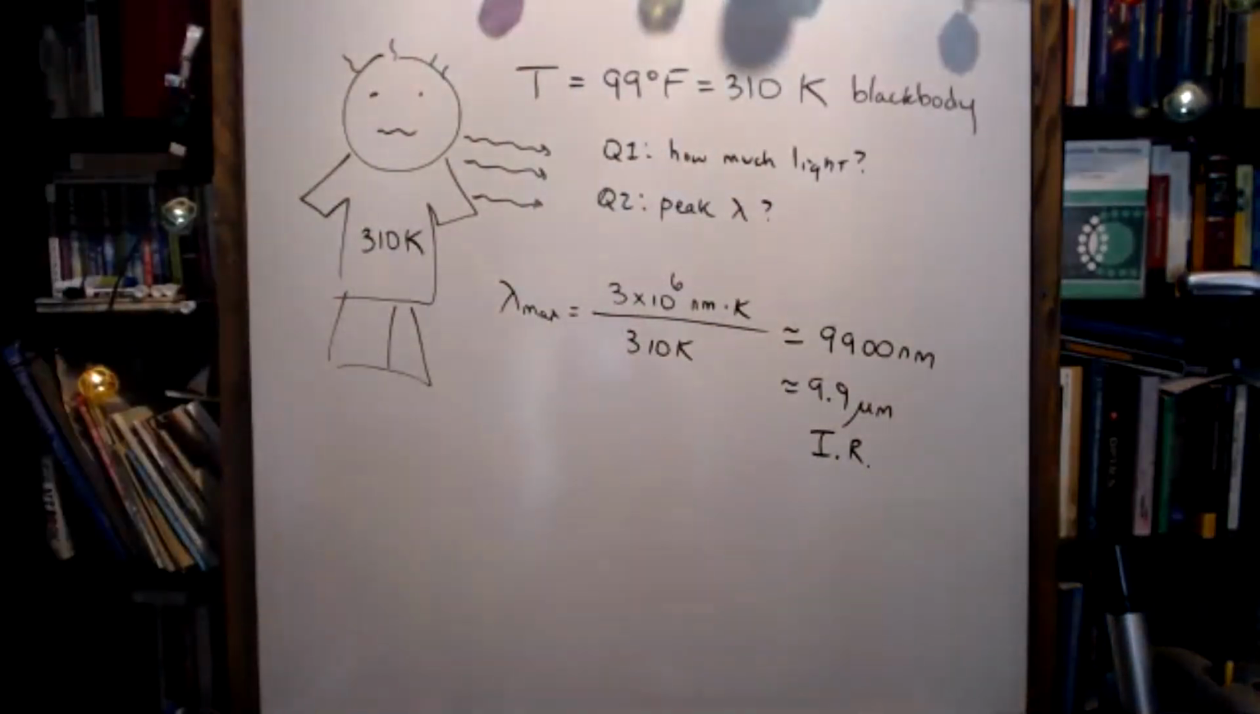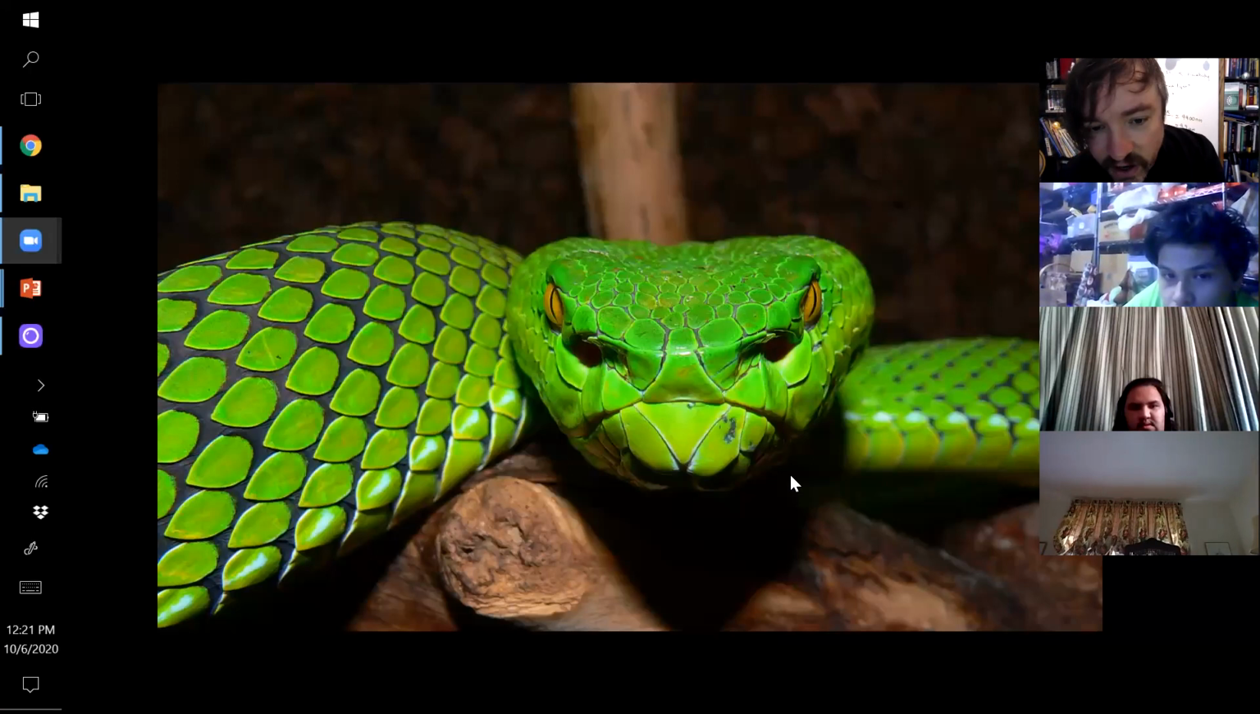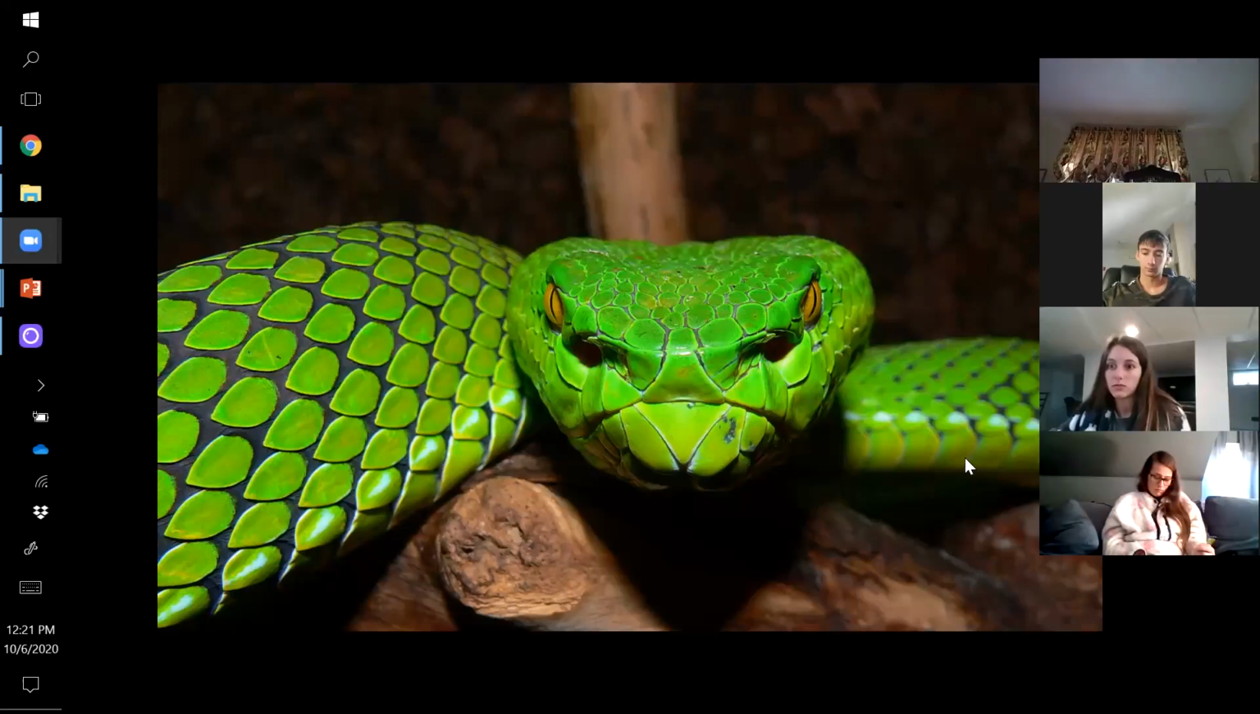So your body is glowing. It's just glowing at infrared wavelengths. And hopefully you don't ever find yourself in a dark room with a pit viper. The pit viper will be able to see you glowing like a little incandescent light bulb. And they will be able to bite your ankles because they'll be able to see you in the dark, okay?